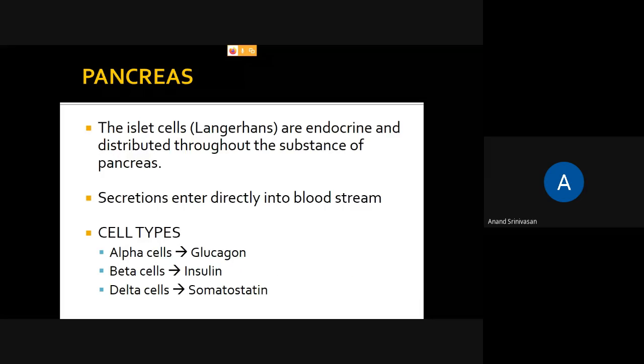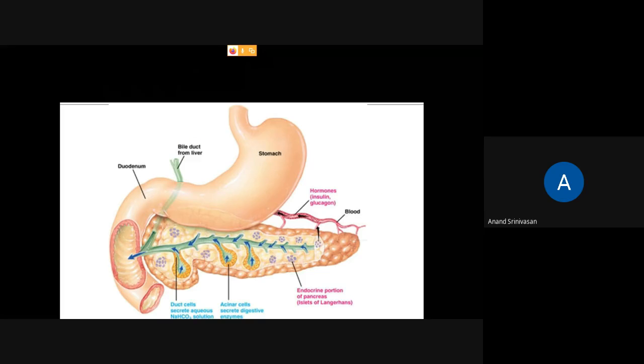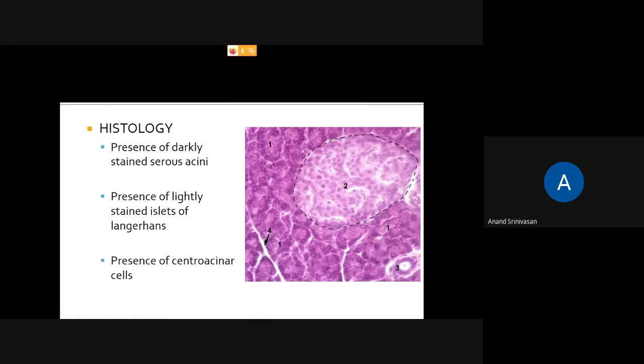Okay, secreting glucagon, insulin, and somatostatin respectively. So when beta cells are destroyed, they lead on to diabetes. And here you can see the pancreatic duct and the islets of Langerhans. The islets of Langerhans secrete the hormones directly into the bloodstream, thereby controlling the blood sugar.